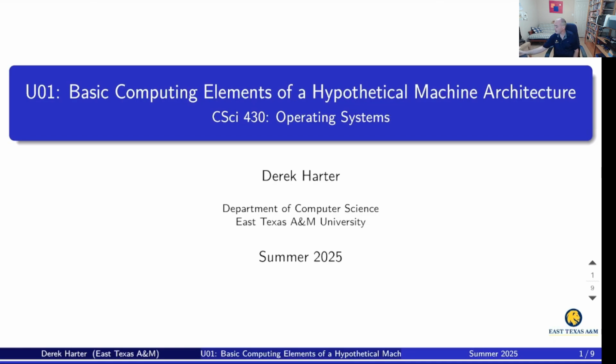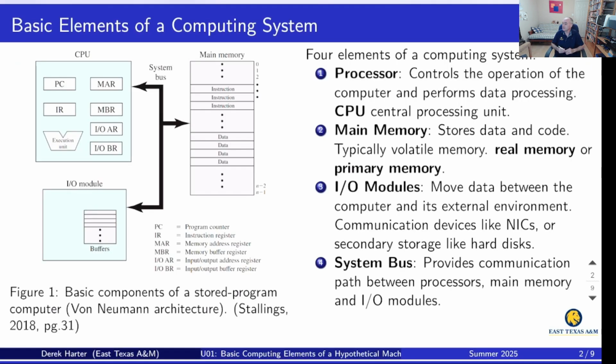All right, so first of all, most people think of a computing system as having four elements. The elements are the CPU, the central processing unit, or the processor, that controls the operation of the computer and performs data processing. Then main memory, the memory of the system, which stores the data and the code. Typically this is volatile, so it's often called RAM or primary memory or real memory.